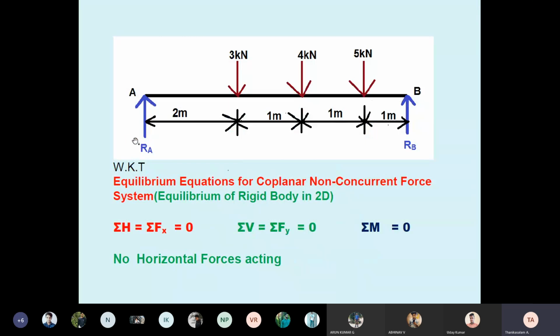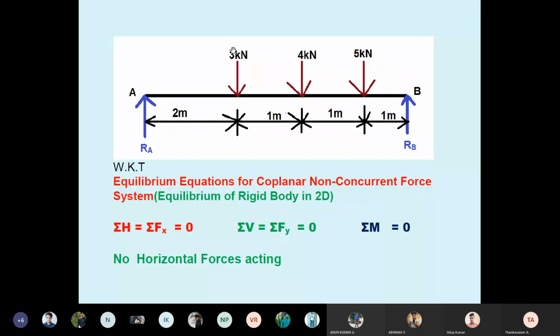Why is RA not giving moment? It is acting at the reference point. Students, keep in mind, I am repeating this, you may be getting bored, but any force acting towards the reference point does not give moment. A is the reference point. So what forces come to A or go from A? Only RA, so RA does not give moment. What are the other forces?